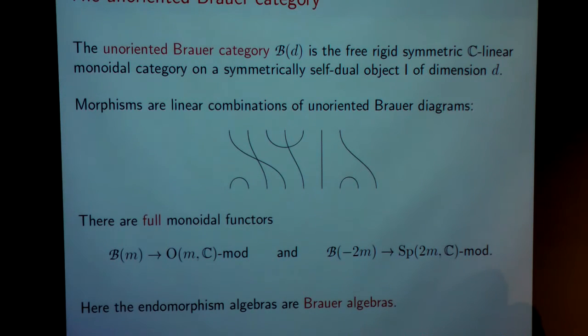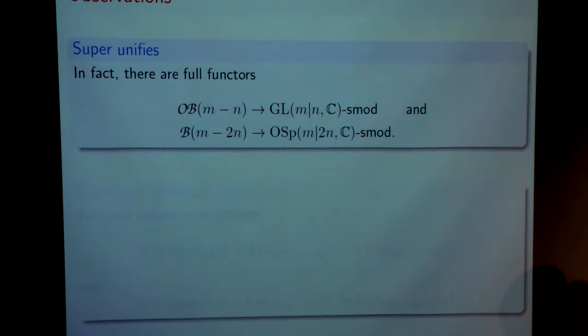And then the endomorphisms are Brauer algebras. So if you look at just endomorphism algebras, you get the analog of Schur-Weyl duality in the orthogonal and symplectic world, where you have Brauer algebras. That actually came before the definition of this category. Okay, so a few remarks.